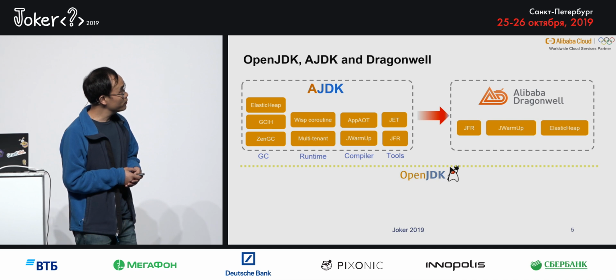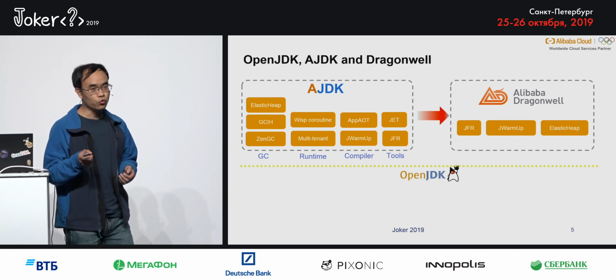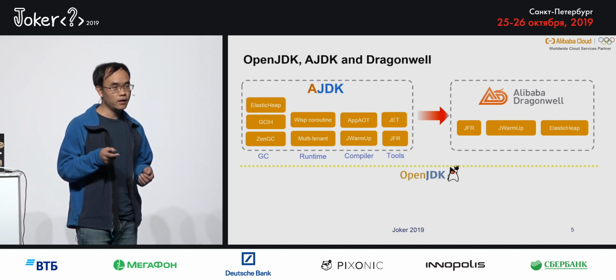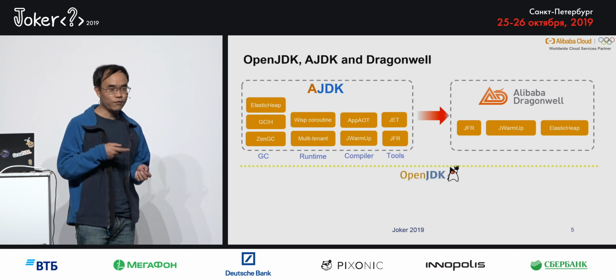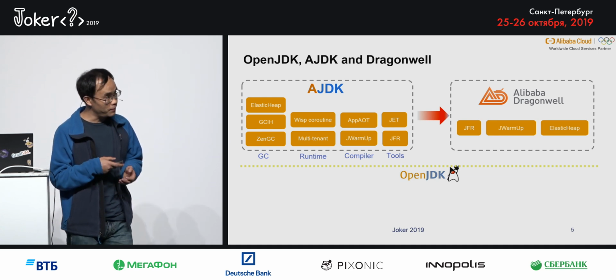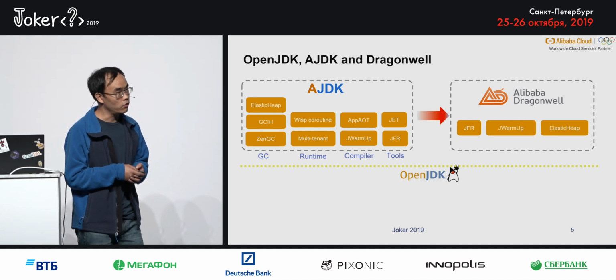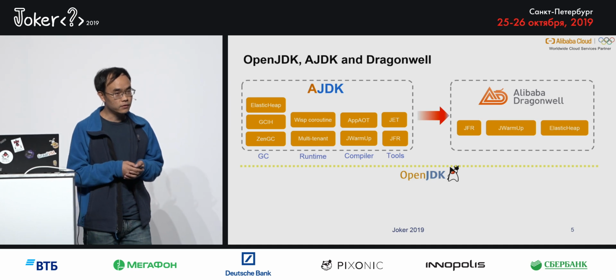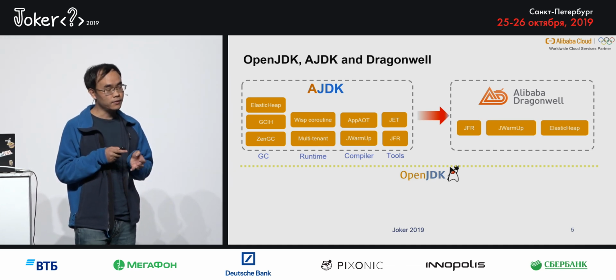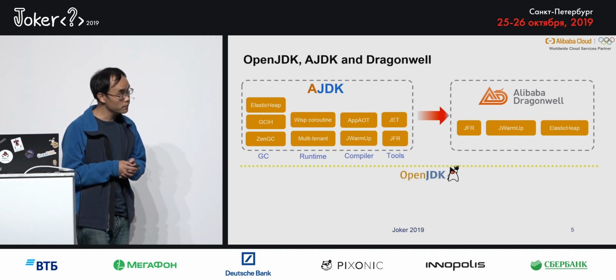We also implemented Wisp. Wisp is very similar to Loom. Loom is an OpenJDK project which implements light threads, to do scheduling at the user level. You can write code in a synchronous style, but get the performance of asynchronous code.